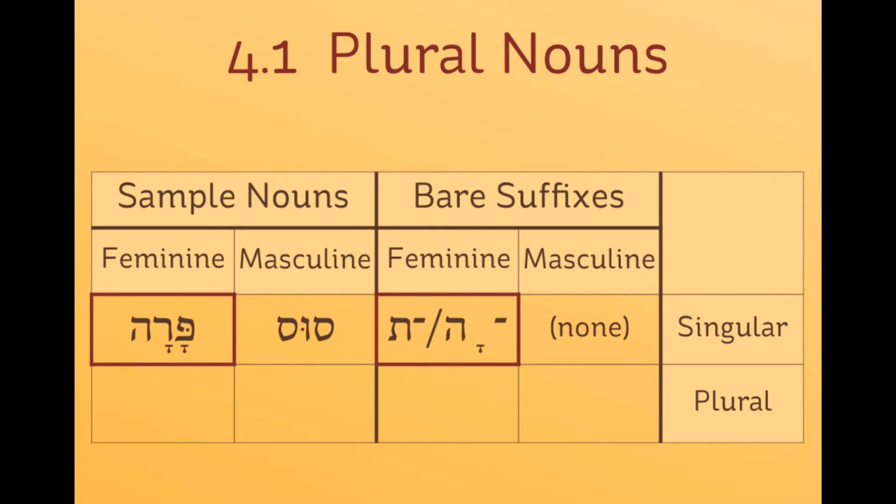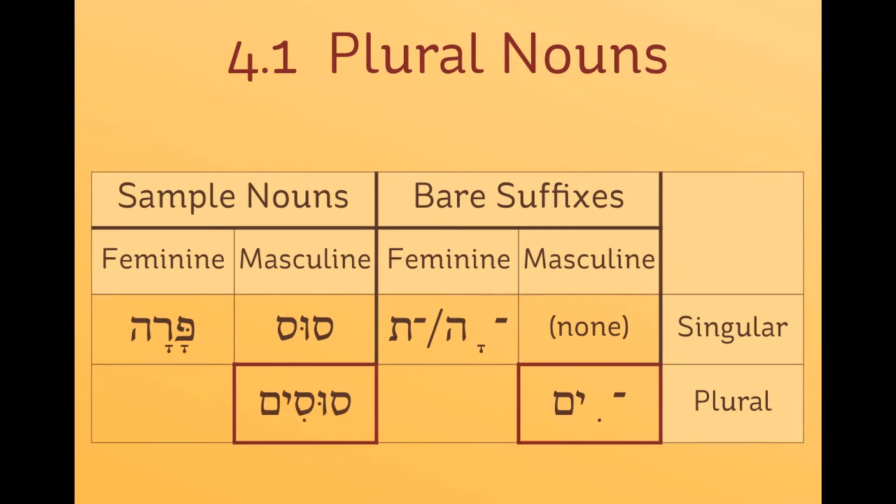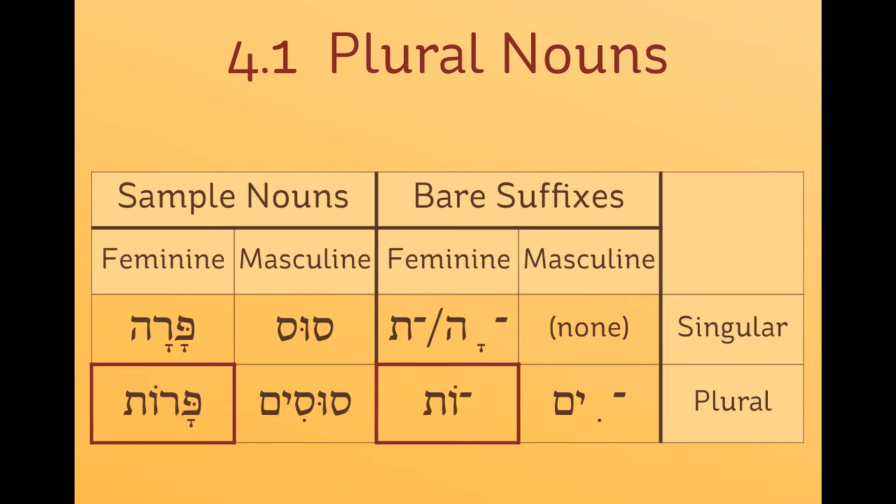And now let's look at the plural forms. The default masculine plural noun like susim will end in im, and a default feminine plural noun like parot will end in ot. Note that these endings are an accurate indicator of the number of a noun, meaning that a singular noun will either not have an ending or will end in kametz he or tav. And every plural noun will end in either im or ot.